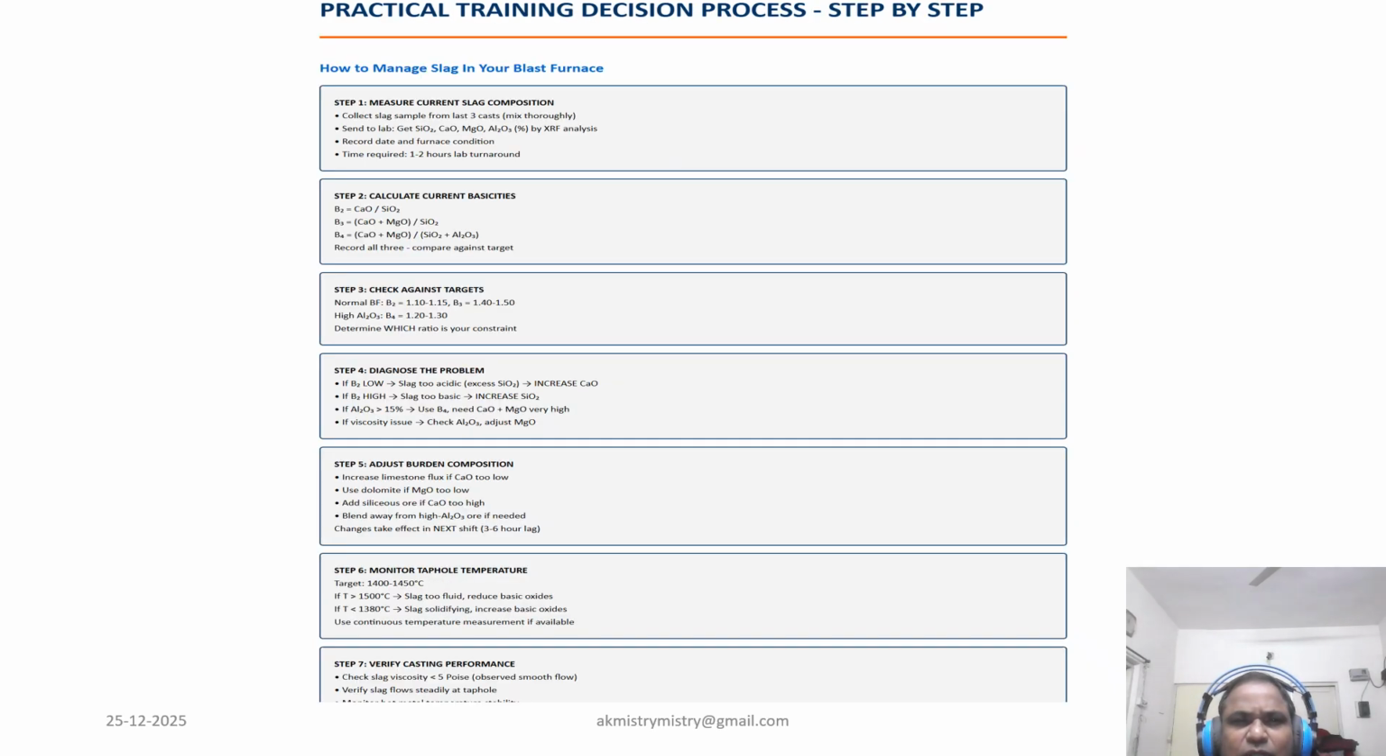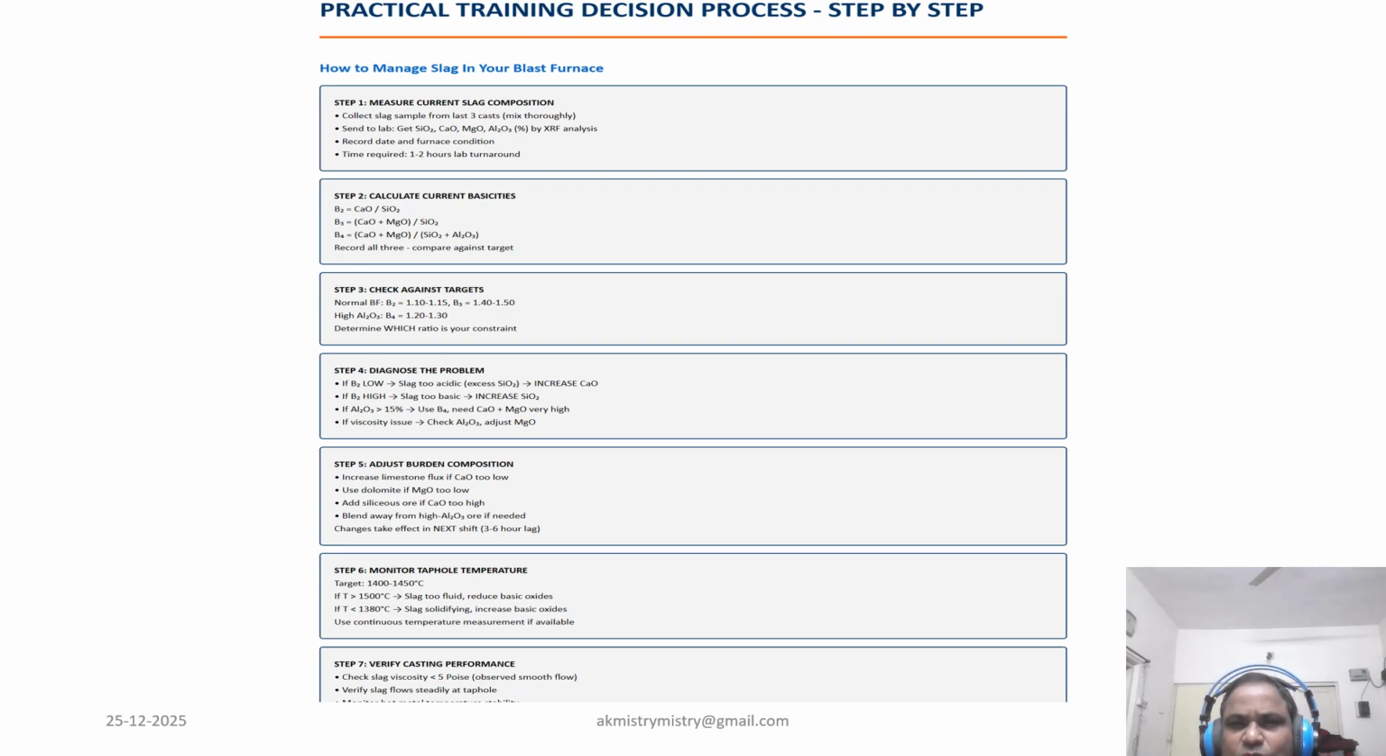Now coming to the operator's workflow, we have to measure the slag composition on a regular basis. We have to calculate B2, B3, B4, and we have to diagnose the problem as well. Accordingly the burden adjustment is to be done. We have to monitor the temperature, verify the casting, and see the evacuation period and slag delays. In each cast we have to see what the difference is, what inconsistency is there, and accordingly we have to act.